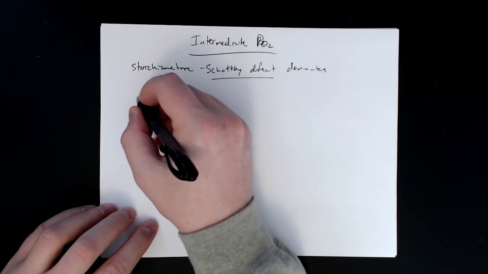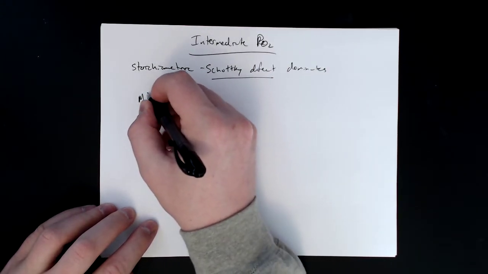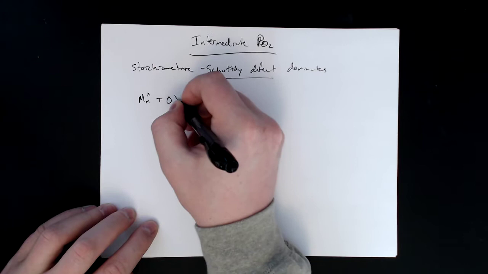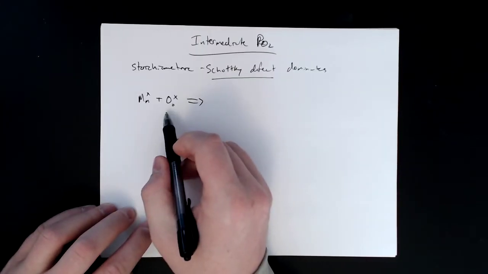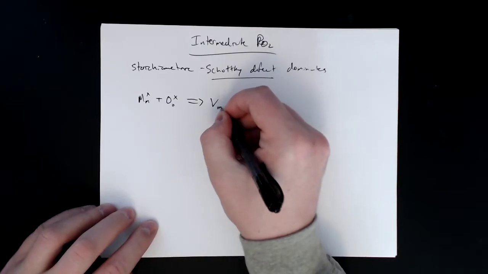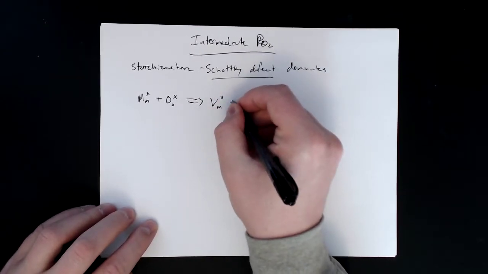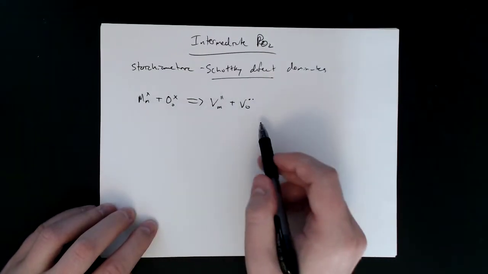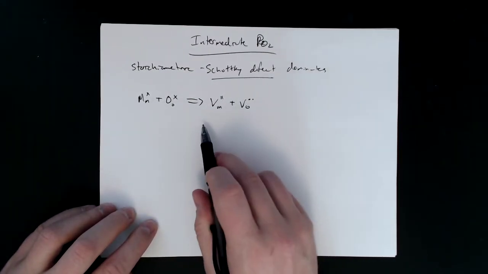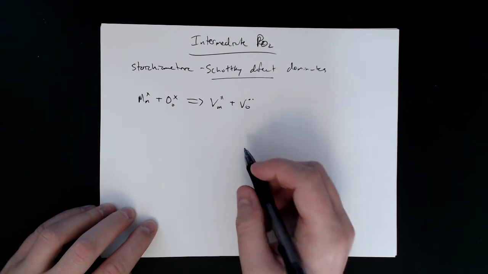And so we're going to write that out. Again, I'm going to write it with the version on the reactant side where you can see where the metal and oxygen are located. And then we go to a vacancy on each site. And so we have this. Right? So we've written this numerous times, but here's the Schottky defect again.